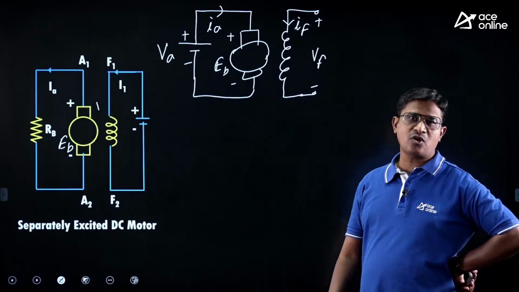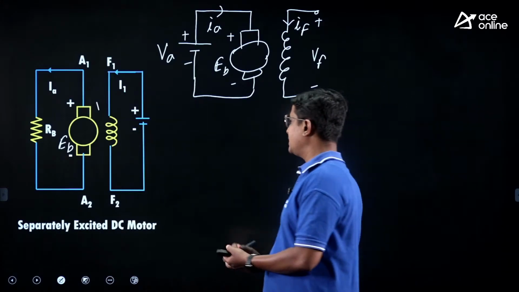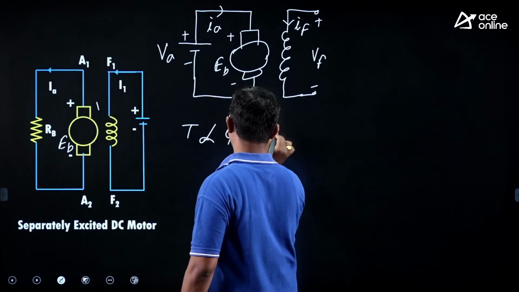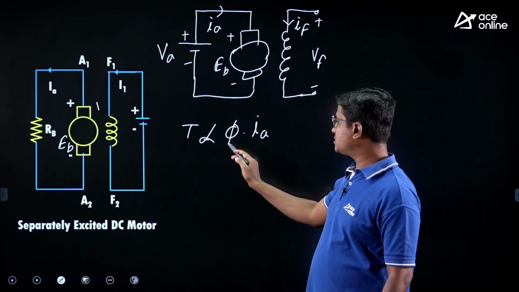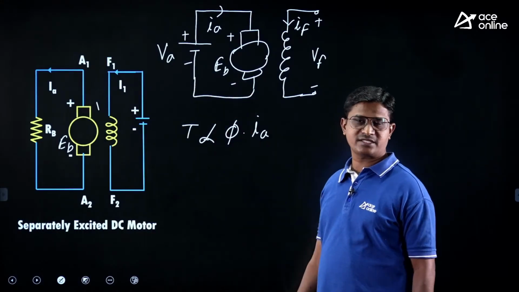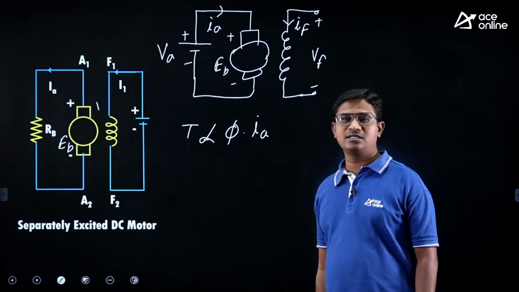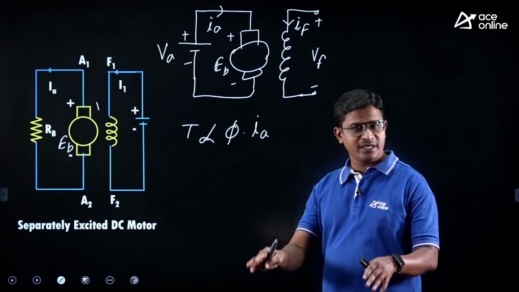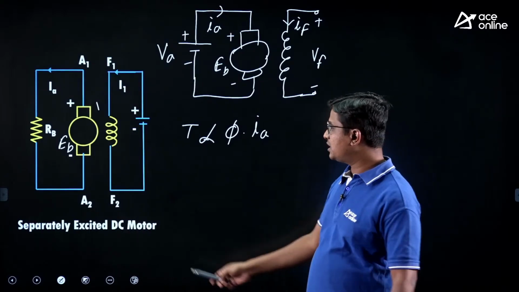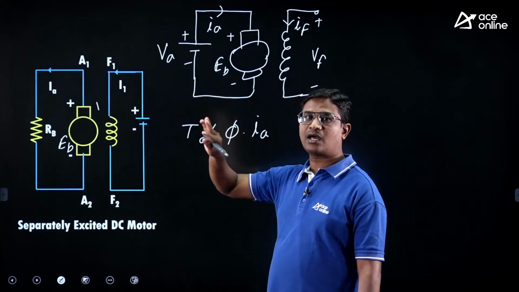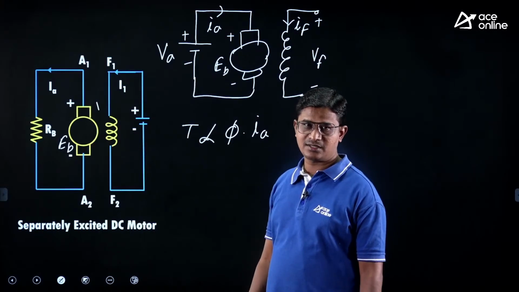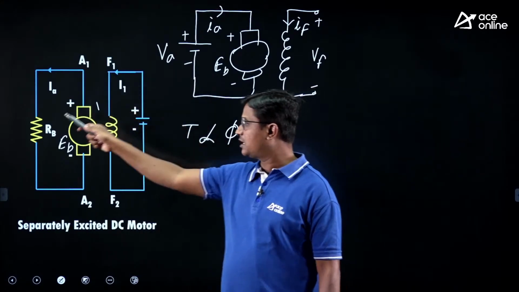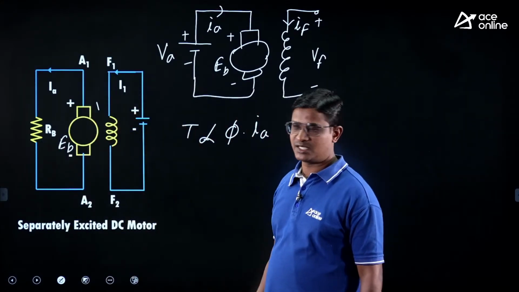Recall the torque expression. Torque is proportional to flux into armature current, right? So the flux direction is constant, the same in both cases, but the armature current direction is reversed. So definitely your torque will be reversed. Here the torque and in this case the torque are opposite, all right? So here the motor is disconnected from the supply and the external resistor is connected across the motor terminals. This is simple.